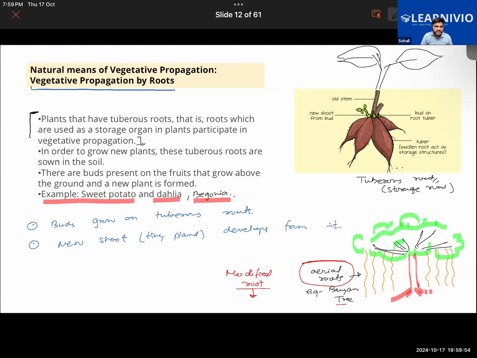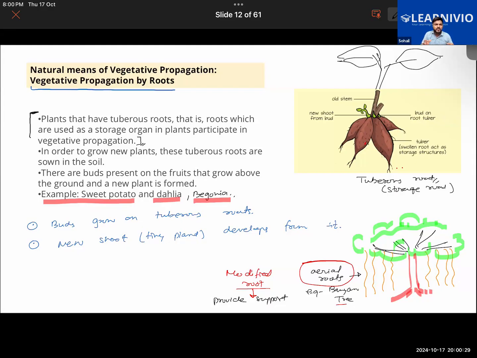They grow from the branches of the tree, and eventually they reach the soil, and they provide support to the tree. So this is a modification in the root. This is a modified root. And a single banyan tree will have several aerial roots. There can be so many aerial roots in this one. Understood this or not? Please let me know.